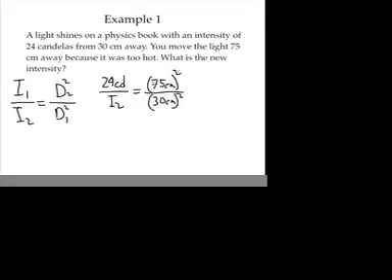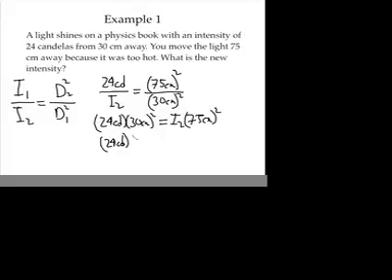Now we have to solve for this second intensity. One way to do that is cross-multiplying. When we cross-multiply, we have 24 candelas times 30 centimeters squared equals our second intensity times 75 centimeters squared. Now to get I sub 2 by itself, we have to divide by the 75 centimeters squared. So we'll have 24 candelas times 30 centimeters squared over 75 centimeters squared.